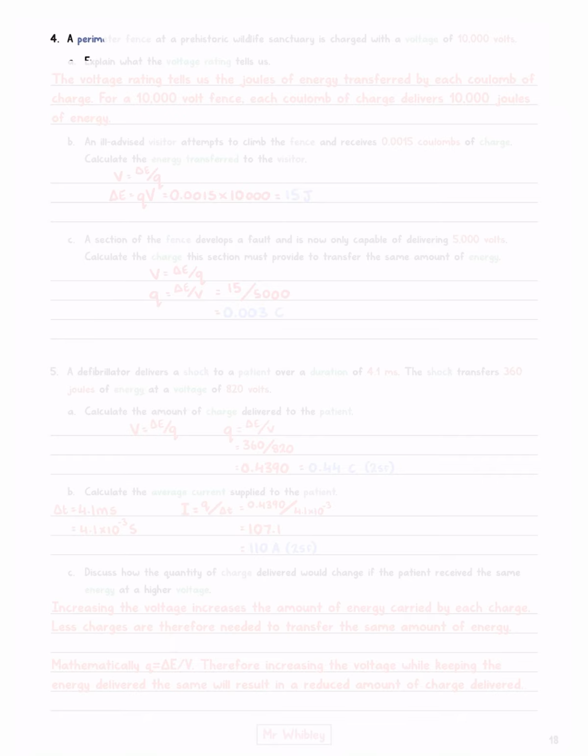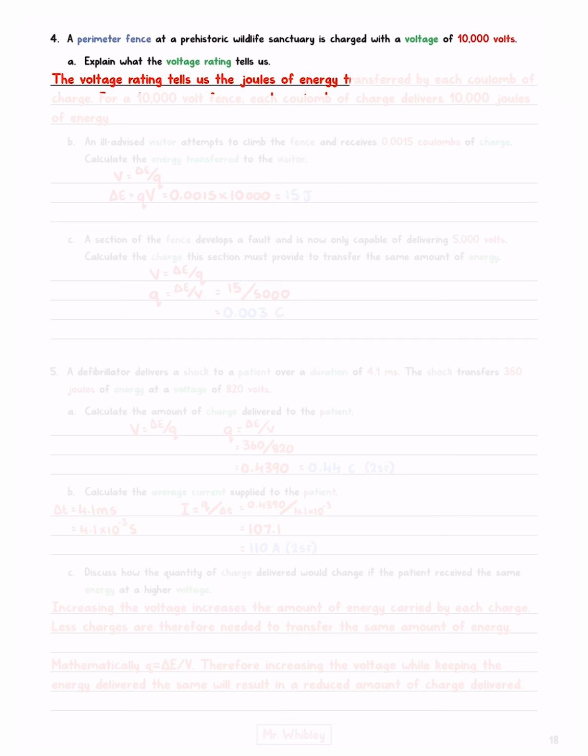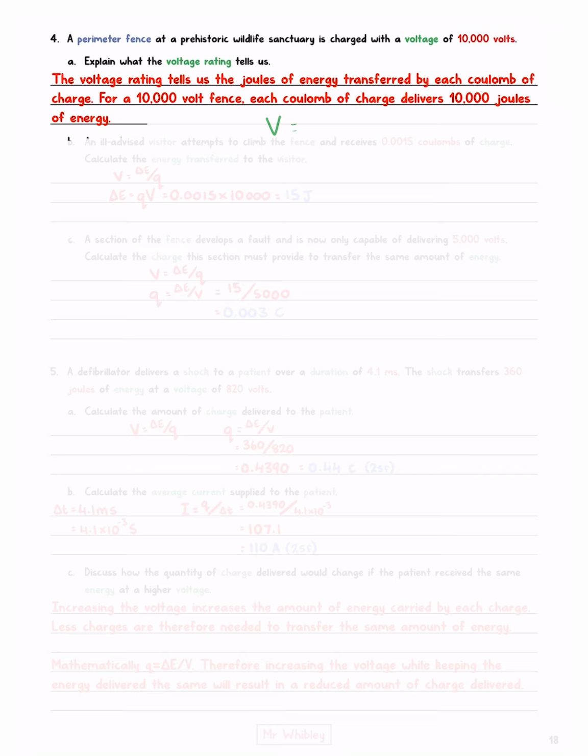Question 4. A perimeter fence at a prehistoric wildlife sanctuary is charged with a voltage of 10,000 volts. Explain what this voltage rating tells us. The voltage rating tells us the joules of energy transferred by each coulomb of charge. For a 10,000 volt fence, each coulomb of charge delivers 10,000 joules of energy. And so, knowing our voltage equation, we know that is energy per charge, where 10,000 volts means an energy of 10,000 joules for each 1 coulomb of charge.